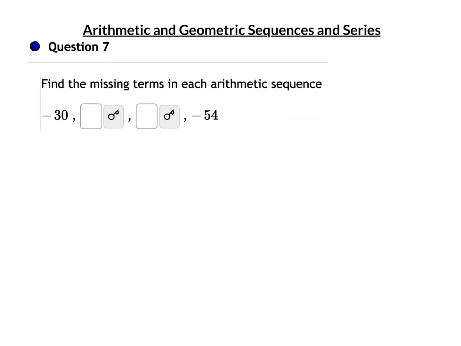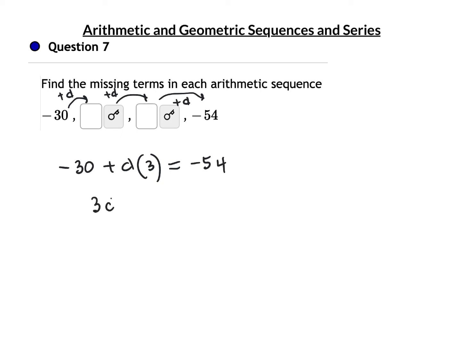Question 7 is actually a lot like the last two. If I call the common difference D, I'm going to have to add D once to get to the next spot, and then add D again to get to the spot after that. And to get to the last spot, I'll have to add D one more time. So if I start at negative 30, I have to add D 3 times to get to negative 54. We'll add 30 to both sides, and we get 3D equals negative 24. And we'll divide both sides by 3, and D will be negative 8.